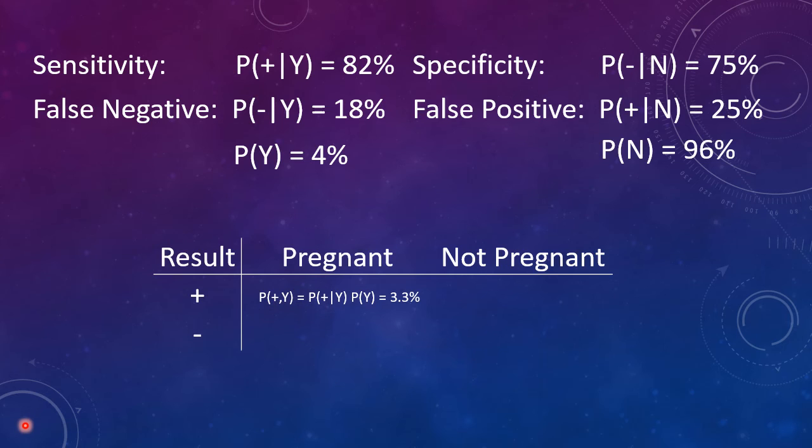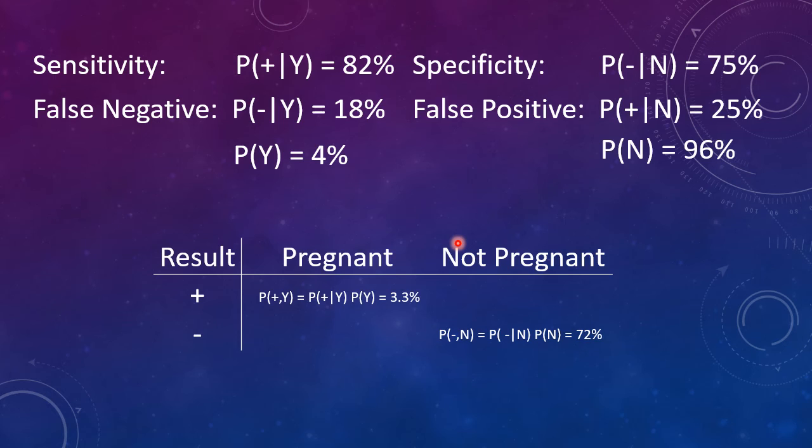What about the proportion of women who are not pregnant and get a negative test result? Well, we take the proportion of women who get a negative test result given that they are not pregnant, and then multiply it by the proportion of women who are not pregnant. So we take the specificity, 75%, and multiply it by the proportion of women who are not pregnant, 96%, and that gives us 72%. 72% of women are not pregnant and have a negative test result. So much for the women who get accurate answers. Now let's fill in the women who get inaccurate answers.